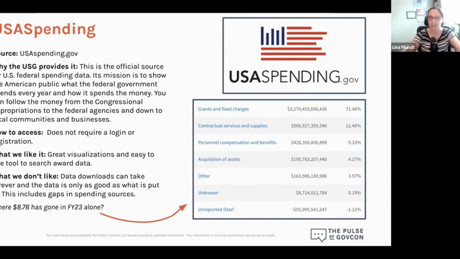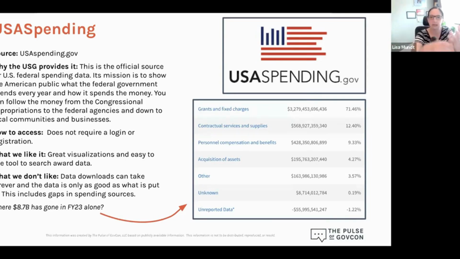USASpending is just easier to leverage, and the reporting feature is better than that of FPDS when it comes to being able to understand the information that's being put out to you. But you can follow money from the congressional appropriations to the federal agencies and also down to local communities and businesses. So that's what's provided. You do not actually require a login or registration to use USASpending.gov. So that's great. You don't have to go through registration, dual factor authentication, or anything like that. It's just free and easy to use.